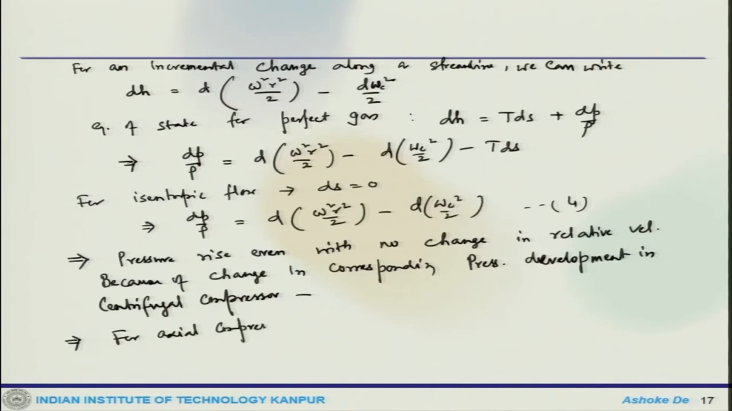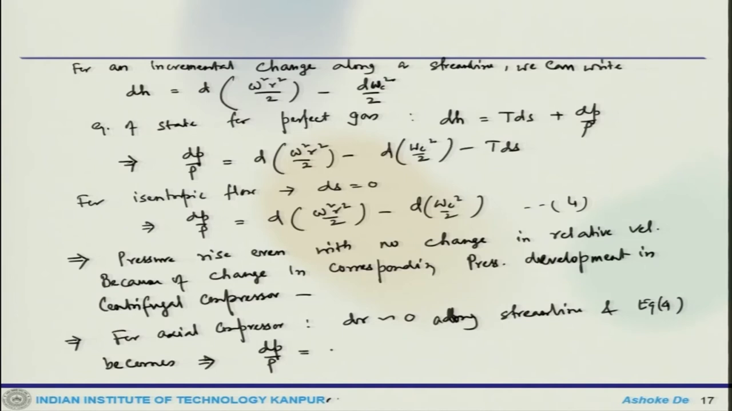Now, at the same time, for an axial compressor, this dr is essentially 0 along the streamline, and this equation 4 becomes dp by rho equals minus d of Wc square by 2. So, when you look at this, one can clearly see that for an axial compressor rotor, one can obtain a pressure rise.